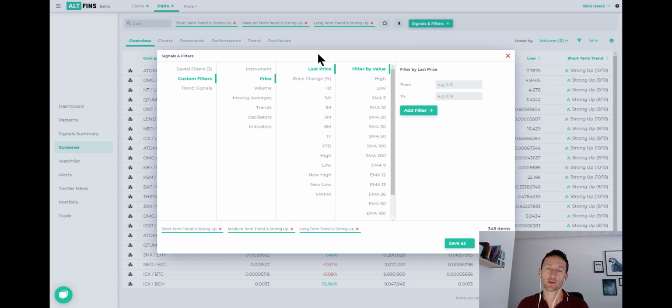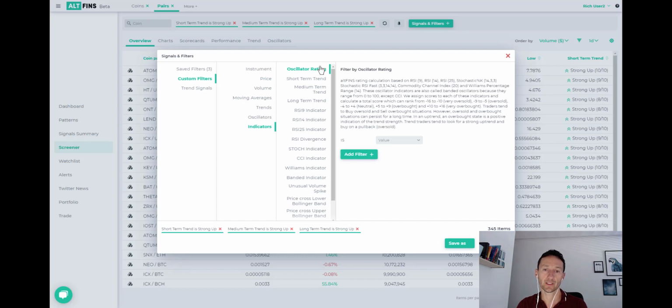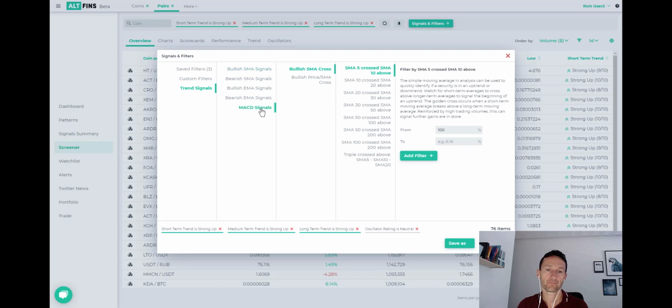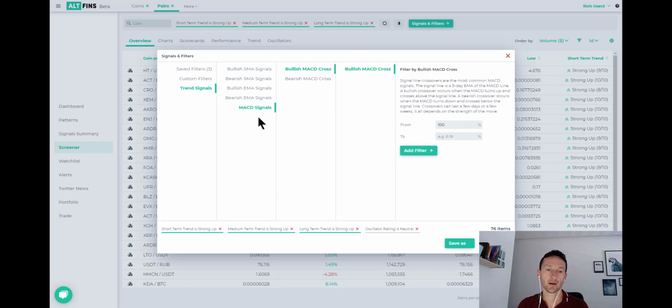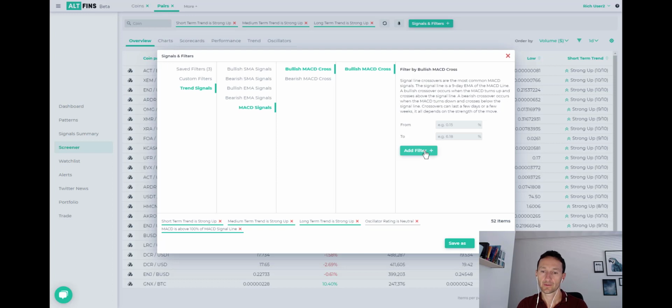As I mentioned, we're looking for situations in the strong uptrend that are not overbought. So I want the oscillator rating, which is our own proprietary rating of a number of oscillator indicators. I want this rating to be neutral, so not overbought. I add that filter. I also want to strengthen my uptrend signal by adding a bullish MACD crossover, a very powerful indicator. I add that to my screen, and I'm down to 52 items now that satisfy the screen.